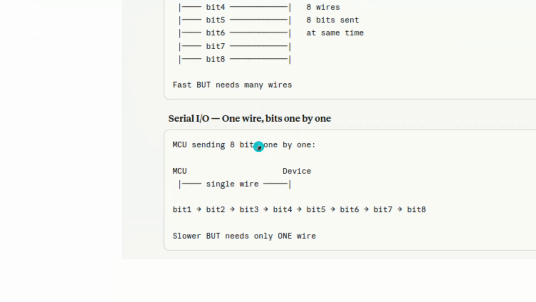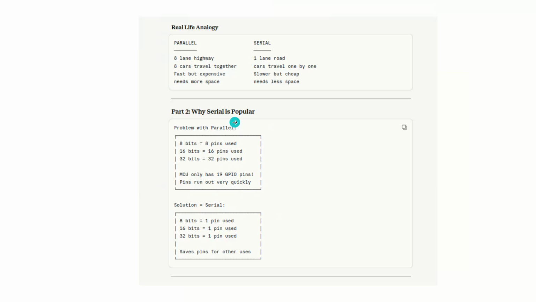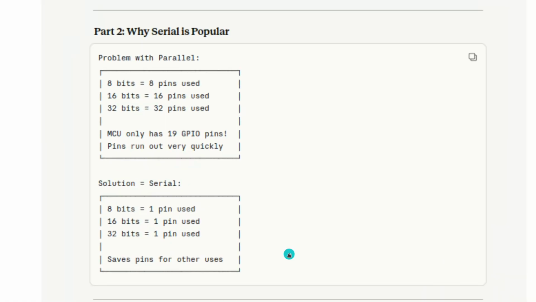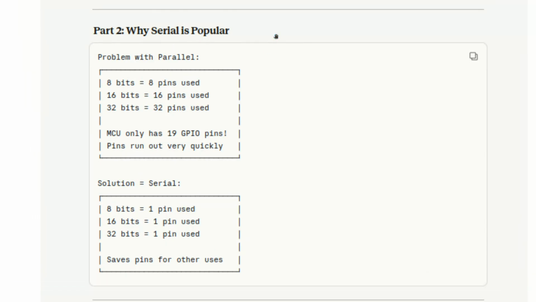Okay. First, we have understood the difference between serial IO and parallel IO, right? This is just a real life analogy which you don't need to understand. I hope you have understood what we mean by serial and parallel IO. So first I want you to understand the difference between serial IO and parallel IO.